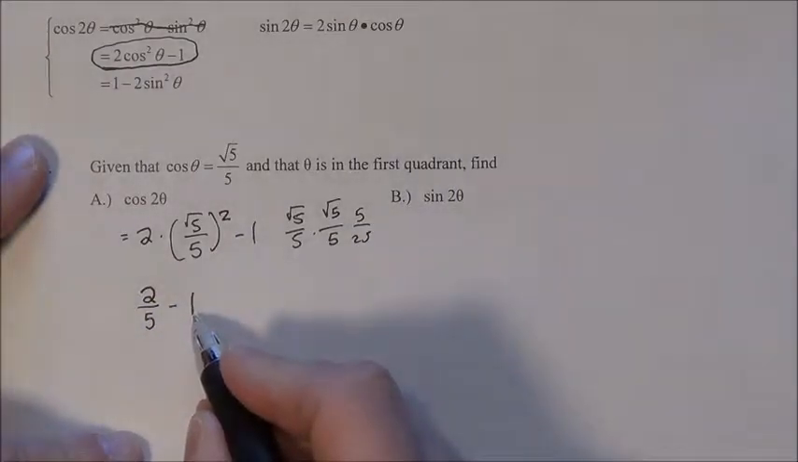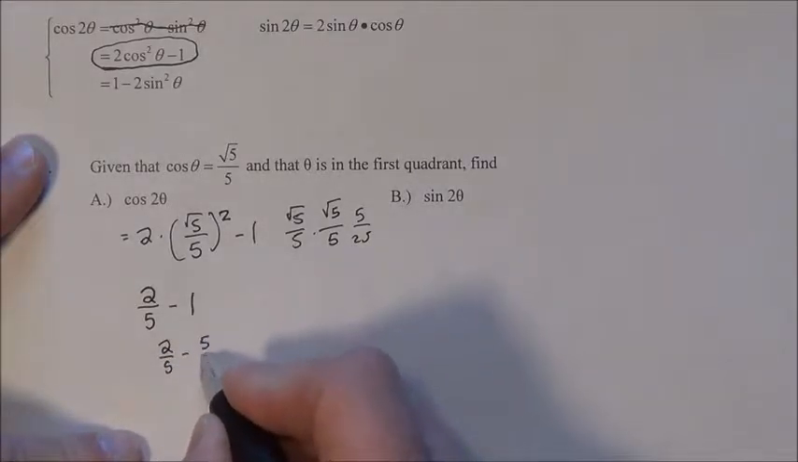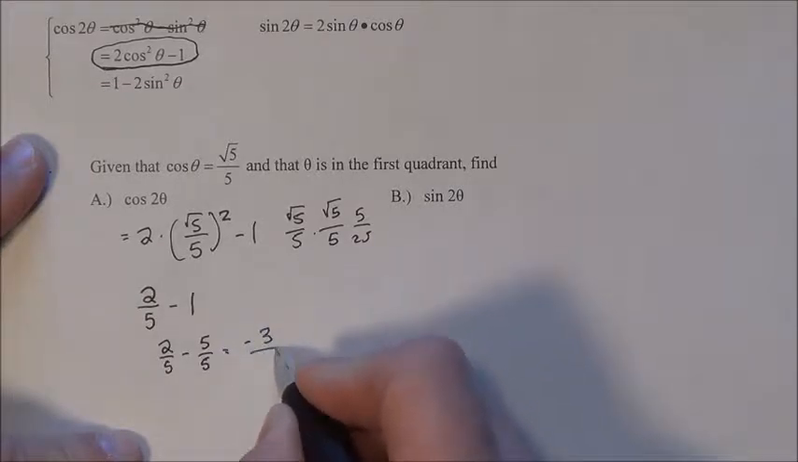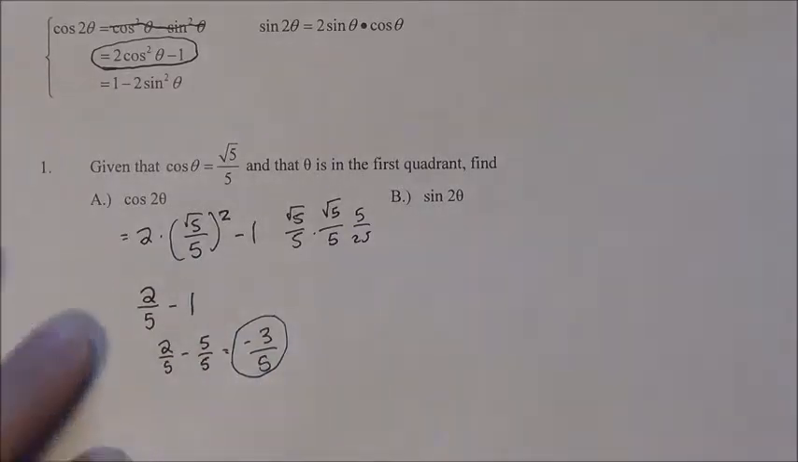If we're subtracting a whole unit, that's the same as saying you're subtracting 5/5 from the 2/5. And it'll give you your answer of -3/5. There's our answer to the cosine of 2 theta.